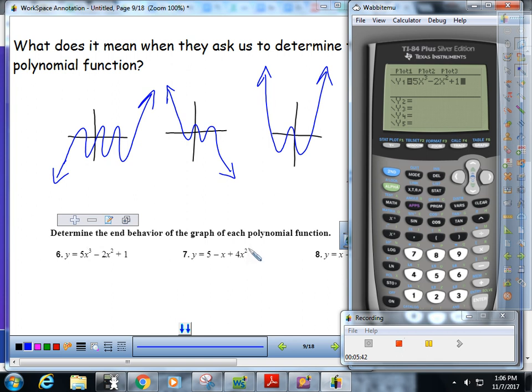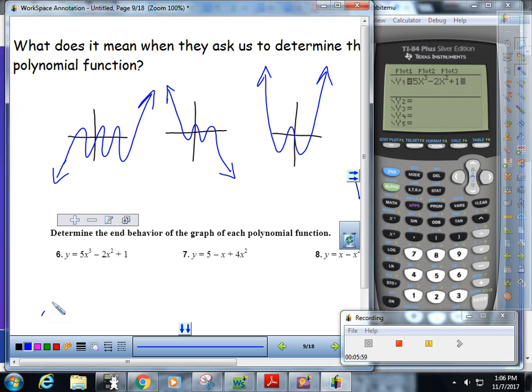So, without graphing these, you can tell this one's odd. This number is not negative, so it is going to start low and end high. That's the end behavior. You would say low to high. Okay? Now watch. I'll graph it.